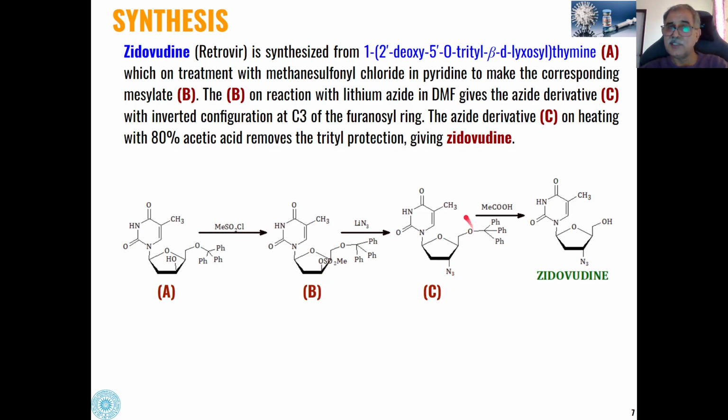So this azide derivative is formed with inverted configuration at C3 of the furanosyl ring. When this is heated with 80% acetic acid, the hydrolysis of the trityl protection takes place, and we will get zidovudine or Retrovir as the product. So this is how zidovudine can be synthesized from this thymidine derivative.